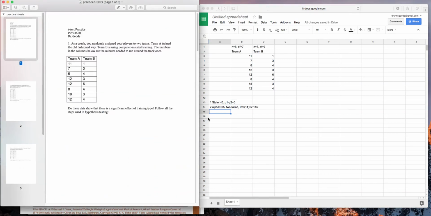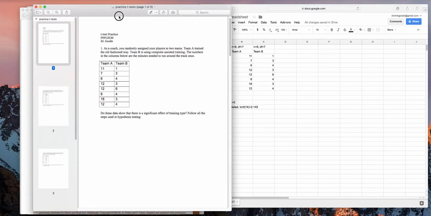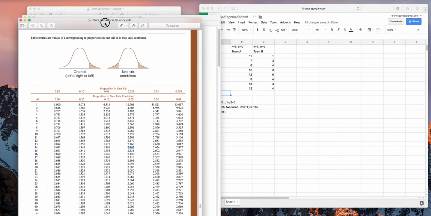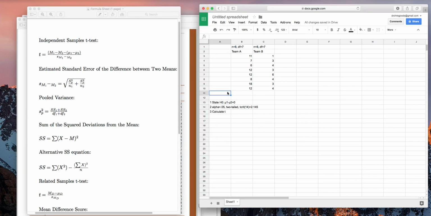Let's go back to the question. And what is step 3? Calculate t. And in order to do that, we need our formula sheet. So our formula sheet is back here somewhere. There we go. There's the formula sheet. I posted this on iCollege too. Okay, so t is the difference between the two sample means. So let's get that first.